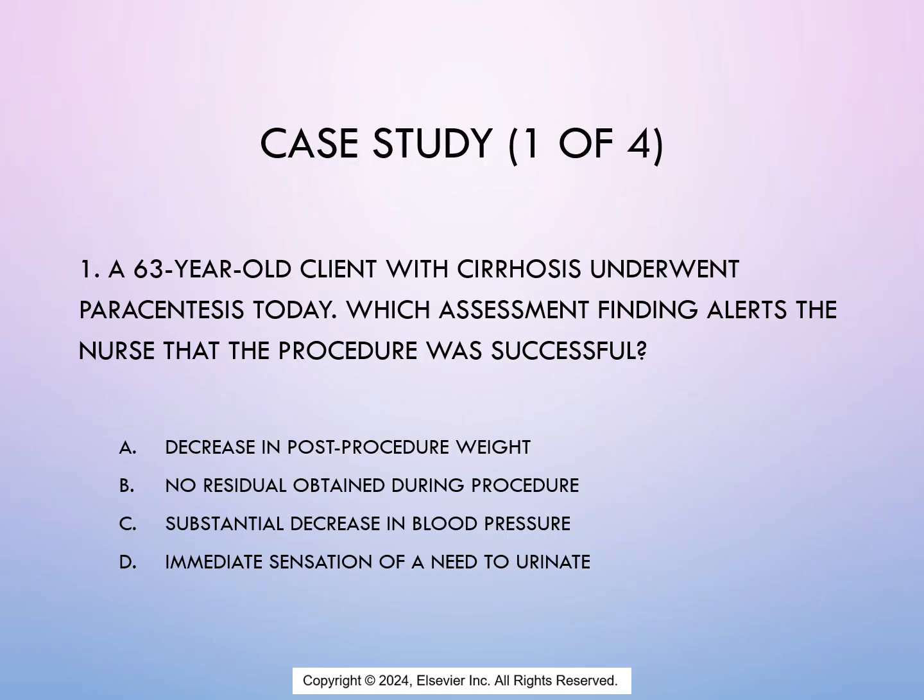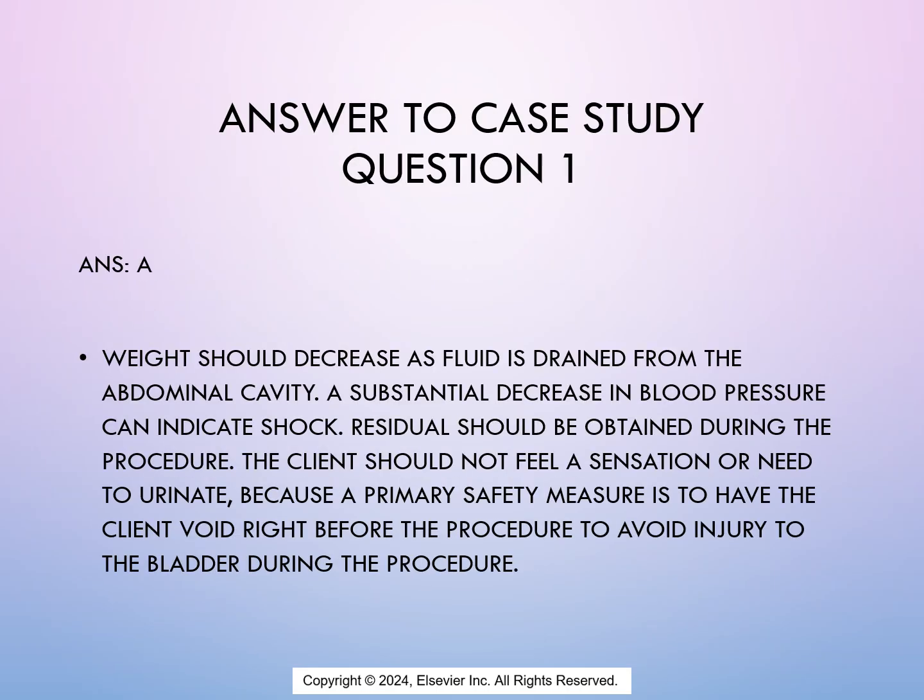Take a moment to read this question. It is asking about a patient who has undergone a paracentesis today. Which assessment finding is going to alert the nurse that the procedure is successful? Take a moment to review your answer choices and you can pause your video here. We will discuss the answer on the next slide. The answer to this question is A, as in alpha. We are going to measure the patient's weight because weight should decrease as fluid is drained from the abdominal cavity.